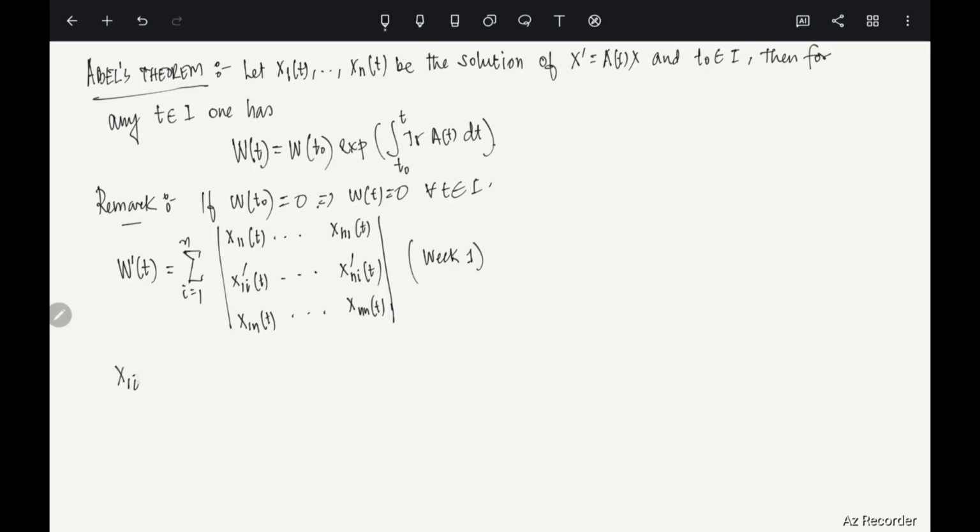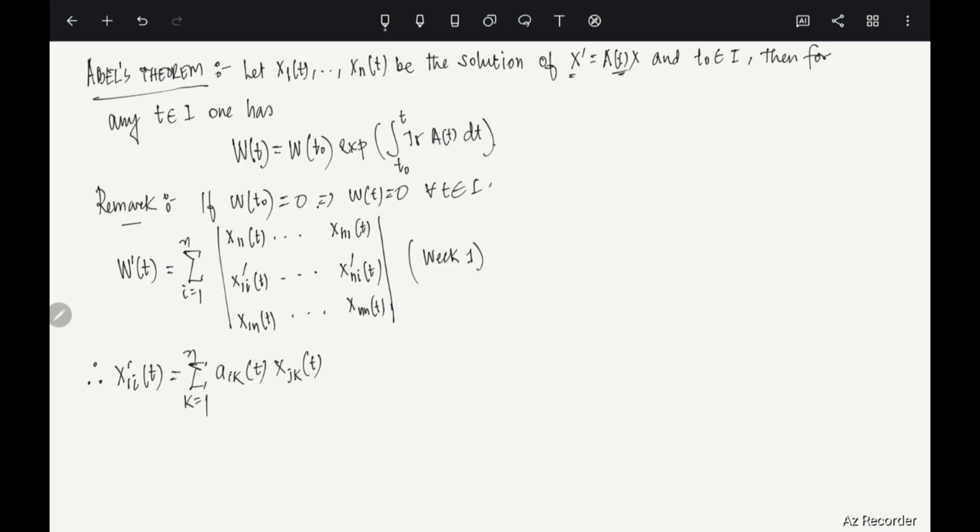Okay, so once you have this, you see x_i' of t. See, x_1, x_2, ..., x_n of t are nothing but the solutions of that equation, right? So x_i' of t is nothing but a sum, if you write it properly, of a_ik(t) times x_jk(t), and this is k equals 1 to n. Clear? See, if you break it up, x_1', x_2' will be nothing but that matrix times x_1. So you can compute that. So essentially this is what we are going to get.